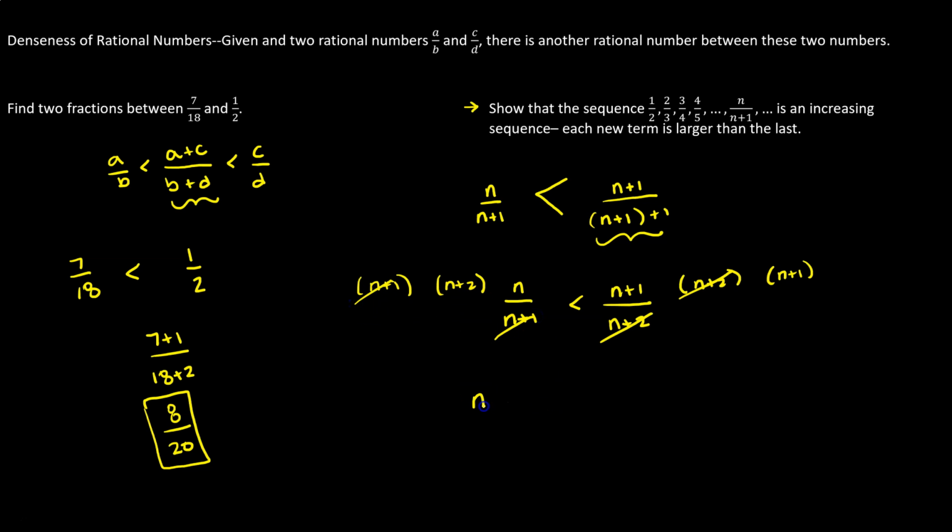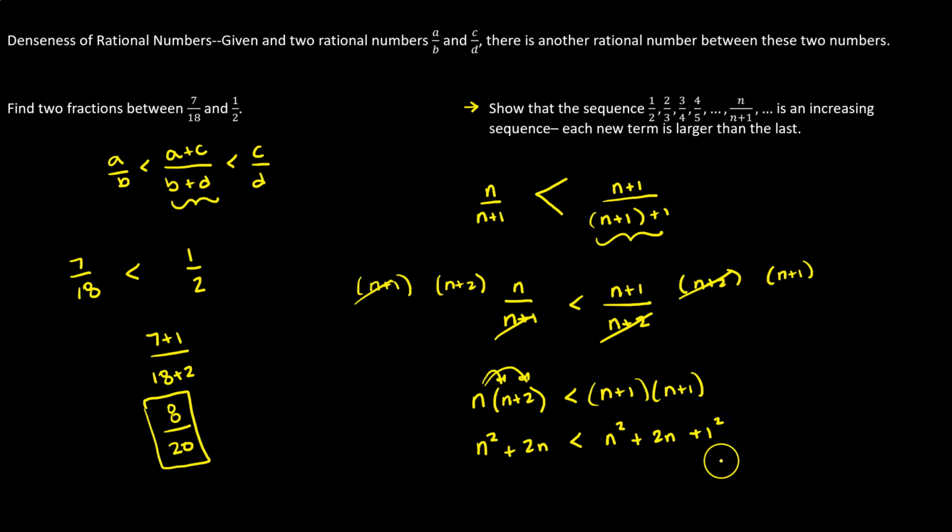So on the left, we actually have n times n plus 2, and we're trying to show that that's less than n plus 1 times n plus 1. We'll distribute on both sides. We'll have n squared plus 2n. We want to show that that's smaller than n squared plus 2n plus 1 squared. And we can see that n squared plus 2n matches on both sides, but on the side that we're claiming is bigger, there's a plus 1 squared. So that in itself shows us that the right side is larger.